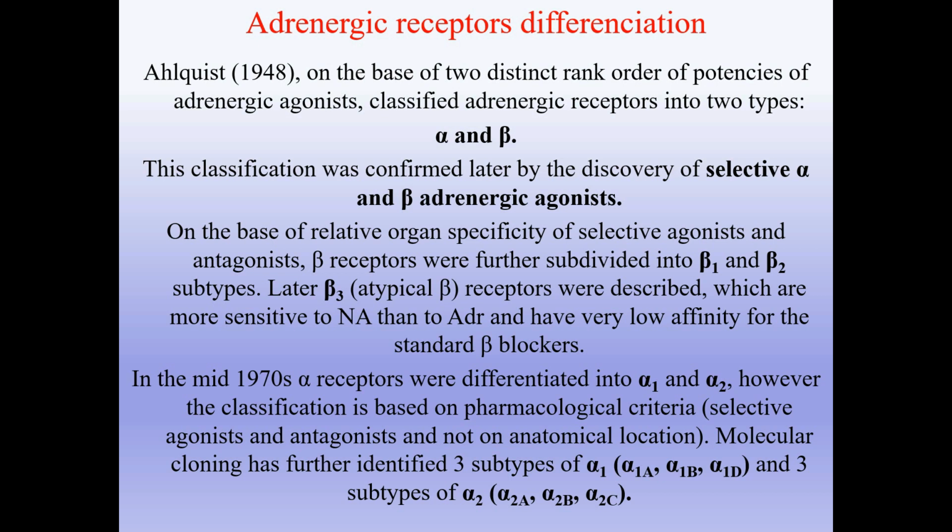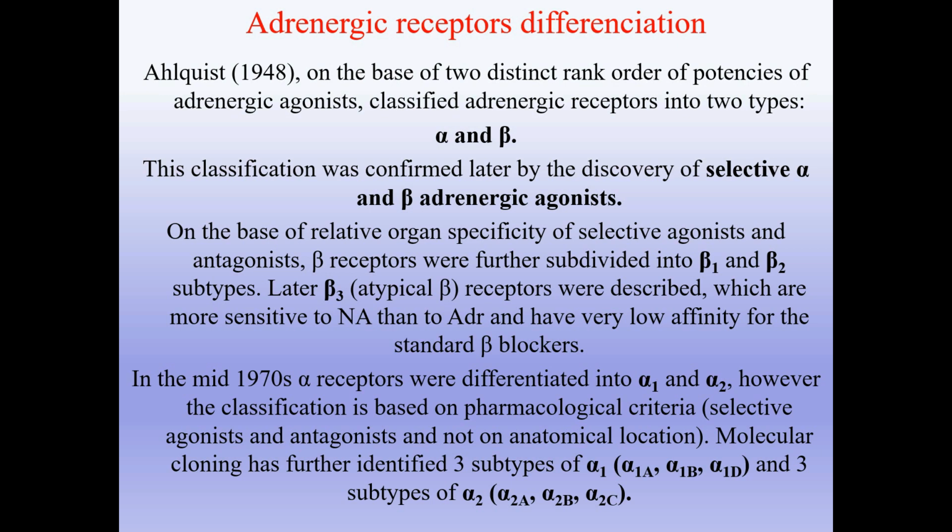On the basis of relative organ specificity of selective agonists and antagonists, beta receptors were further subdivided into beta 1 and beta 2 subtypes. Later, beta 3 receptors were described, which are more sensitive to noradrenaline than to adrenaline and have very low affinity for the standard beta blockers.